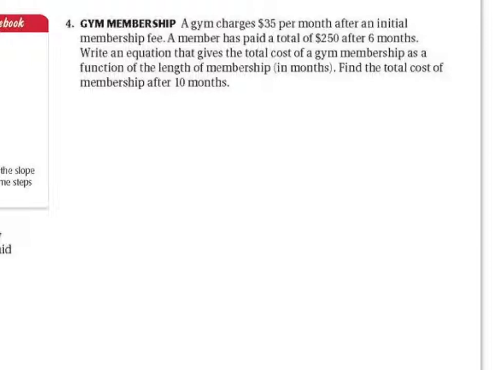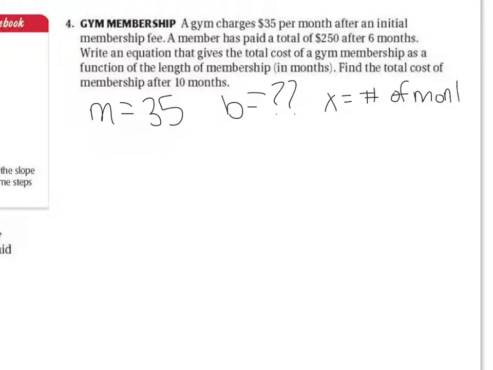Okay. So again, remember, slope is rate of change. So what is your gym changing the fees at? Well, you have to pay $35 more every month. So that means my slope is 35. My b is unknown. The x value is the number of months. The y value is the total. So if I have this much so far, y equals 35x plus b.